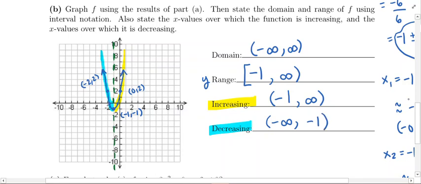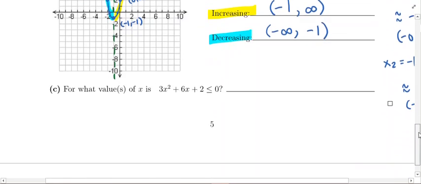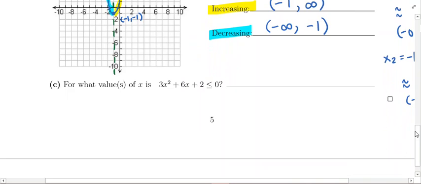All right. So the last thing we have to do is look at the inequality that I've given you. It says, for what values of x is 3x squared plus 6x plus 2 less than or equal to 0? Just like we've been doing in all of these, we know the answer has to be x values.